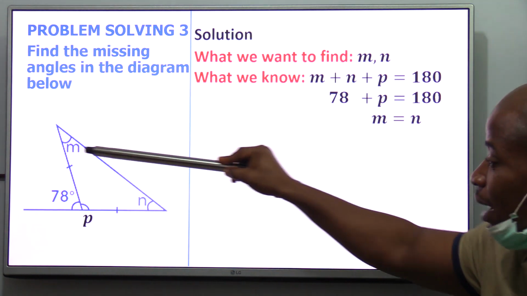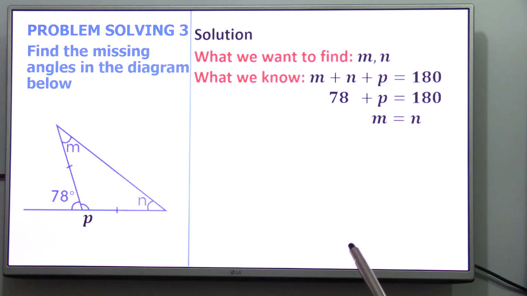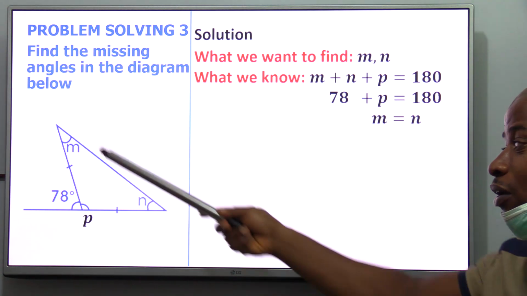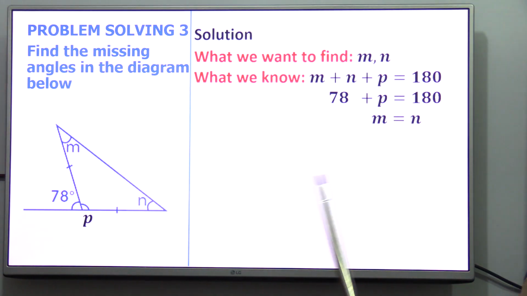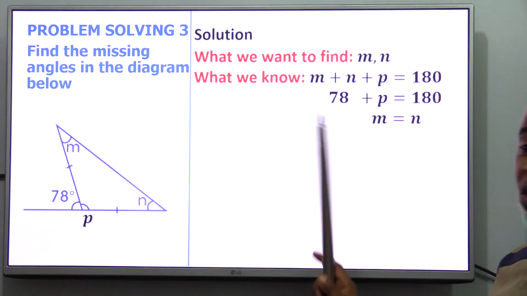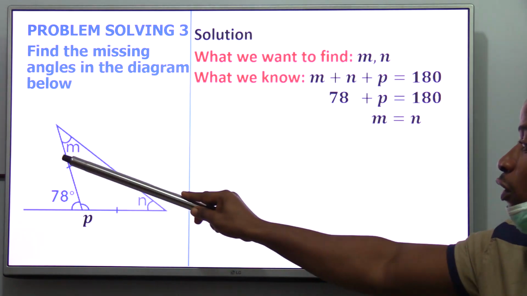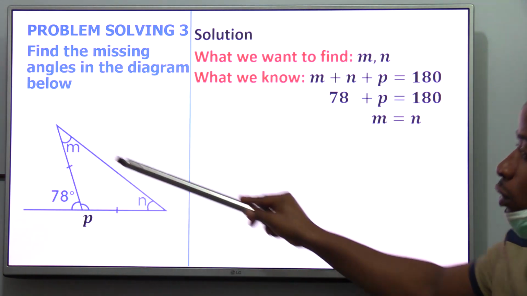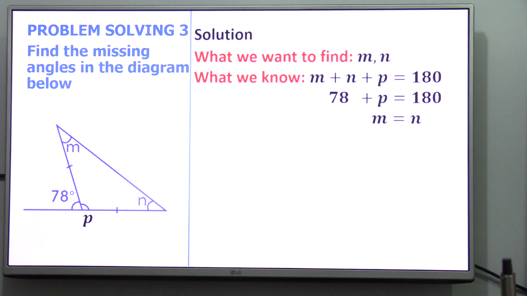So that means that M and N are actually the same angle. So if you can find N, you already know M. That's what it means. So we'll write that out. M is equal to N because we have an isosceles triangle, and the two angles at the end of the two lines that are equal are also equal. Knowing this very well, we now proceed with a plan.